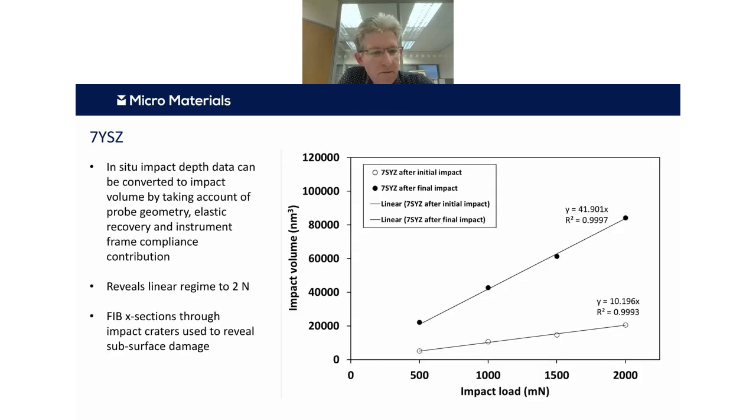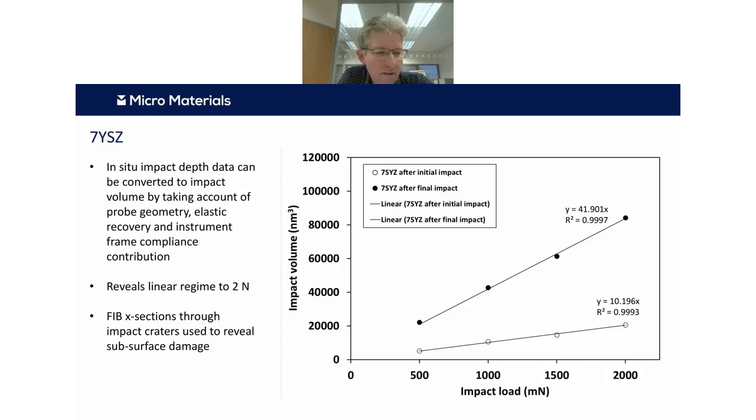We normally do report impact depth data, but one of the things we thought might be interesting is whether we could directly convert this to impact volume. Provided we take account of the sphericonical probe geometry, and correct our depth data for elastic recovery and the instrument frame compliance contribution, we essentially get an impact volume for each of these depth measurements. When we do that on the 7YSZ, we see very linear traces of volume versus load, and they go through 0, 0 very accurately. The correlation coefficients, R squared, are all in excess of 0.999.